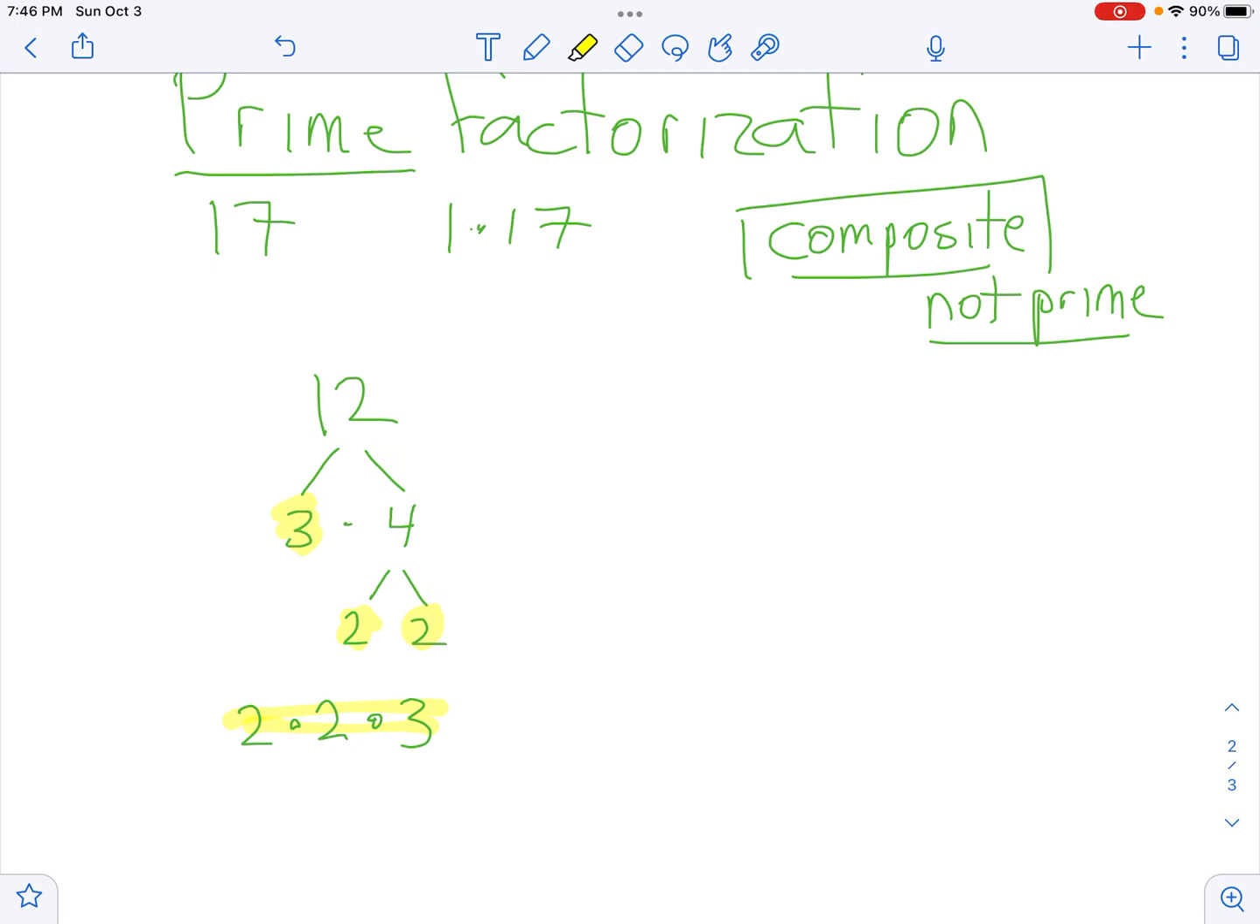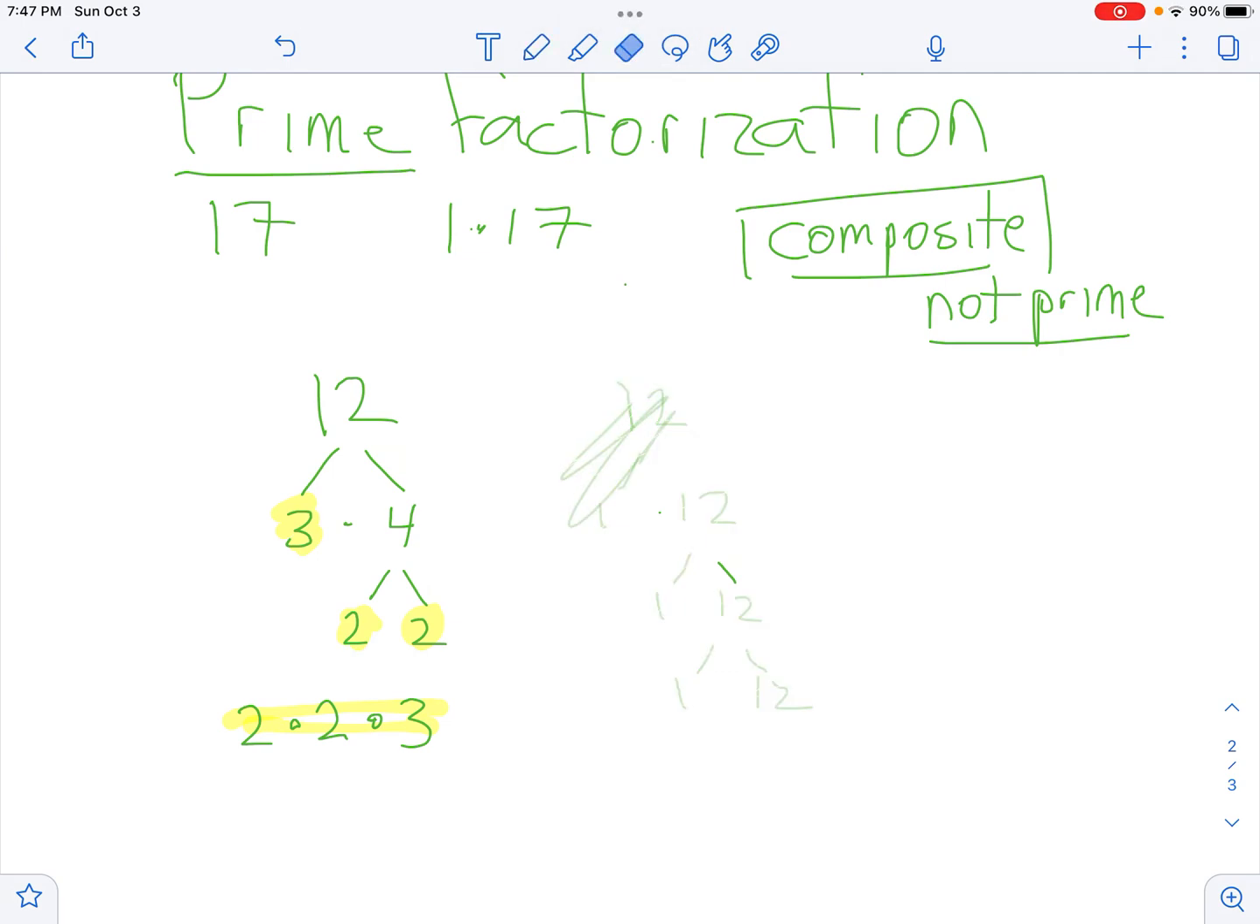Let me show you why breaking it up into the non-interesting one is kind of useless, because if we said, okay, 12 is 1 times 12, 12 is 1 times 12, 12 is 1 times 12. Okay, you get the idea. This is not going to go anywhere. So that's why that's considered to be a non-interesting factorization.